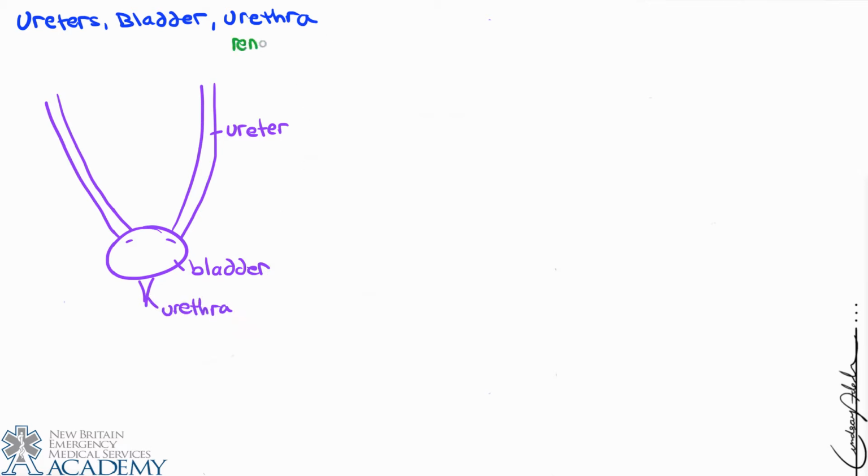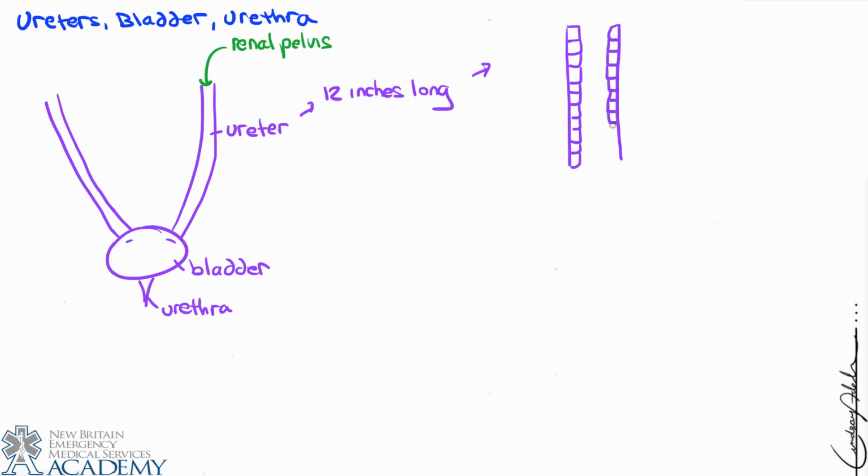So urine travels from the renal pelvis into the ureters on either side, and the ureters, like the kidneys, are also retroperitoneal. They're about 12 inches long, and let's just take a look at some of the cell structures that are present. So there are three distinct layers of the ureters.